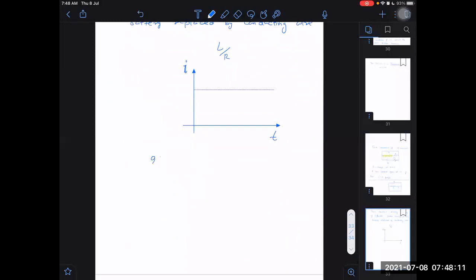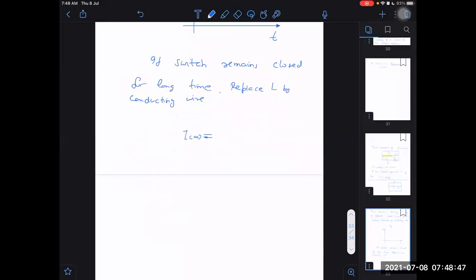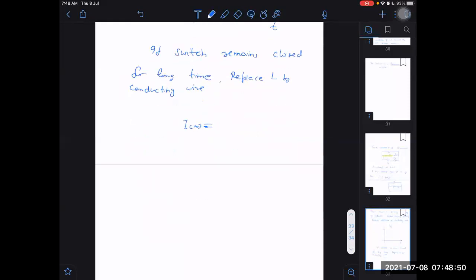Finally, after a long time, this will act like a conducting wire here. If the switch remains closed for a long time, then finally we will get I equal to I infinity. I infinity will be equal to, replace L by a conducting wire, 2V by R. Wait a second. Are you right? I'm doubtful about it. It's wrong only, I think so.